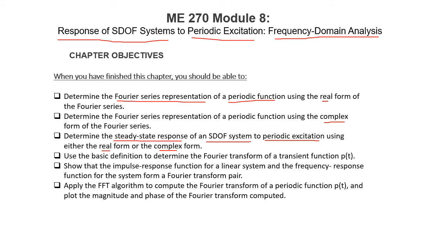We're going to use the basic definition to determine the Fourier transform for a transient function p of t. Show that the impulse response function for a linear system and the frequency response function for the system form a Fourier transform pair. We're going to apply an FFT algorithm to compute the Fourier transform of a periodic function, again p of t, and plot the magnitude and phase of the Fourier transform computed.